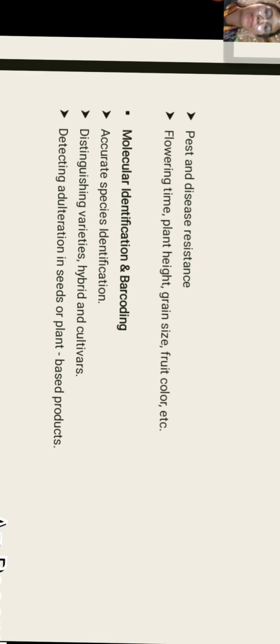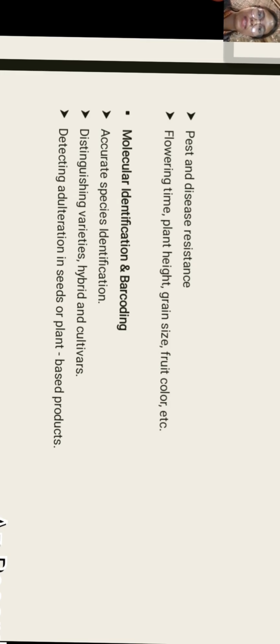Means this is using DNA to identify plants. It's like giving each plant a unique barcode, just like products in the grocery store. DNA barcodes help us know exactly what plant it is, even if they look similar.